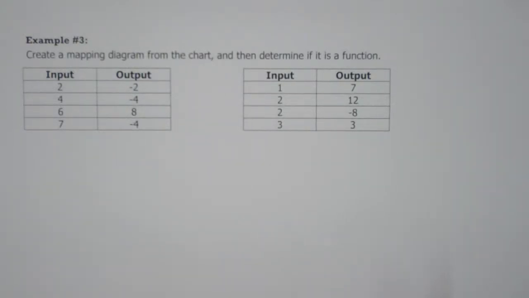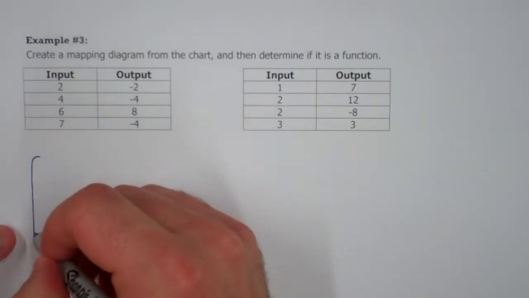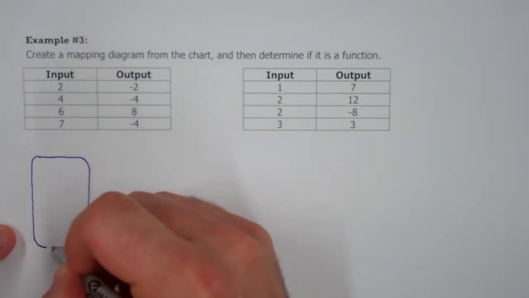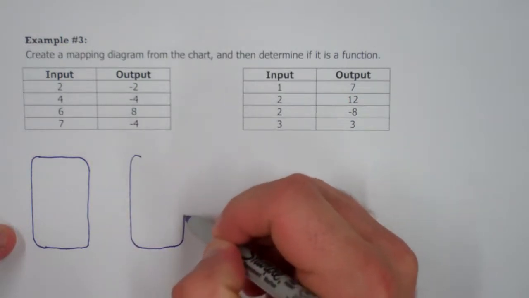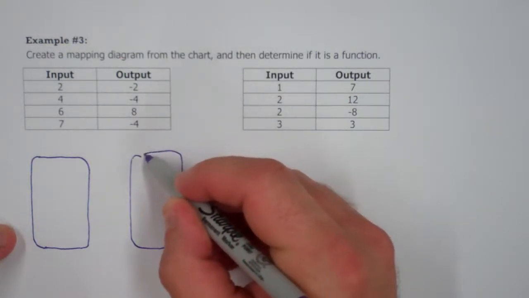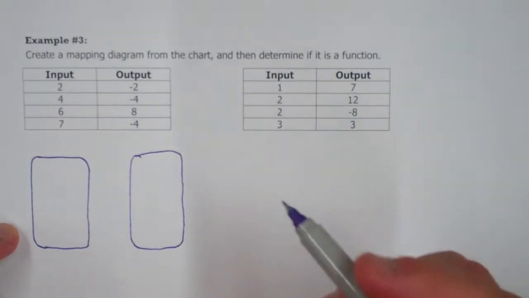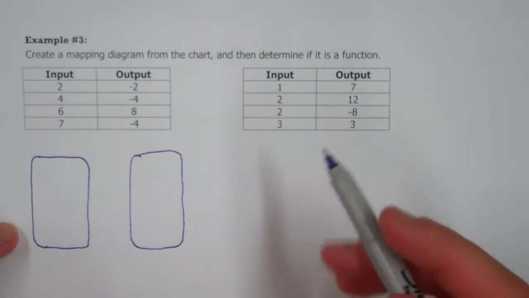In example 3, we need to create a mapping diagram from the chart and then determine if it is a function. So let's make ourselves a little mapping diagram. It doesn't have to be perfect, but usually they're kind of like rectangles with curved corners, although a couple circles would be fine too. I think the last one we had circles, or ovals rather, ellipses I guess you'd say.